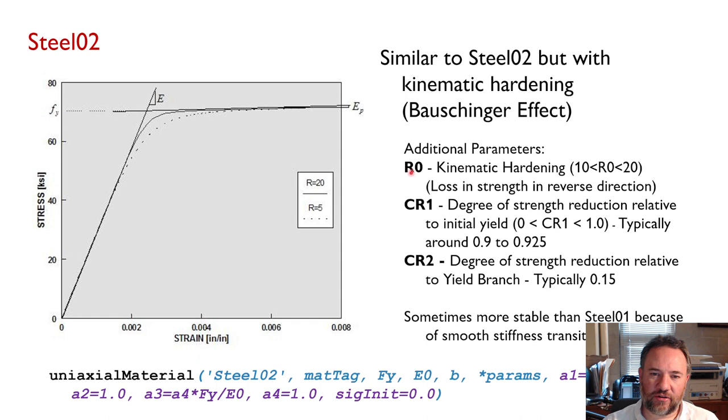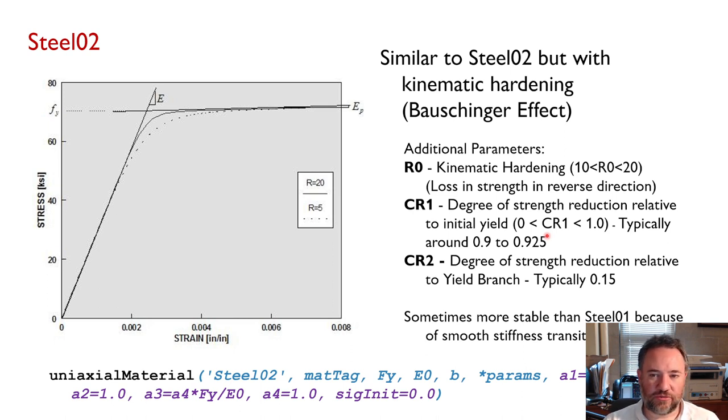So depending on this R naught value, for example, it changes how tight the transition is between the initial yield and the post-yield stiffness ratio. And you'll see that part of that Bauschinger effect is that it makes a more gradual transition between initial stiffness and post-yield stiffness. And actually that's kind of a benefit, especially relative to steel O1, because numerical models don't necessarily love abrupt and immediate stiffness transitions, because it makes it harder to find the next step and probably requires sometimes more iterations to find the next step. So sometimes gradual transitions like this can make for slightly more stable models depending on the situation.